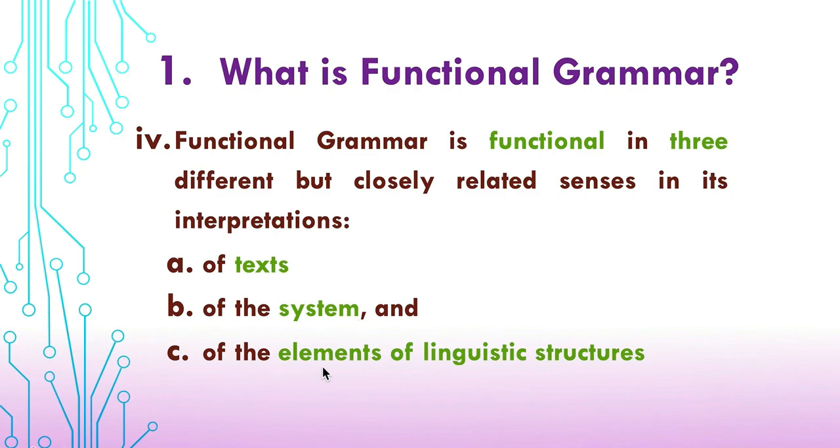Then we have the elements of linguistic structures. We analyze texts, that's okay. Then we also look at the system, the language that helps in the construction of the texts, in the making of the texts, in the composition of the texts. And then we also analyze different linguistic structures. How beautiful are the structures in the text, and what implications they have at the level of the meanings. So this is point number 4 about what is functional grammar. So far we have discussed points number 1, 2, 3 and 4.